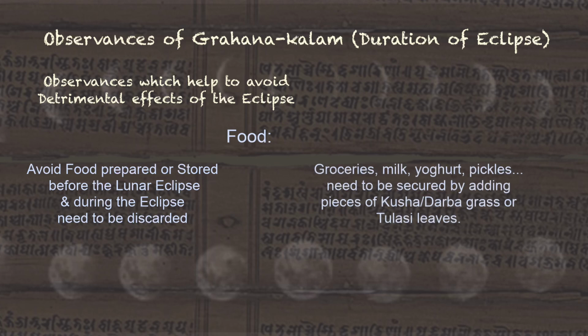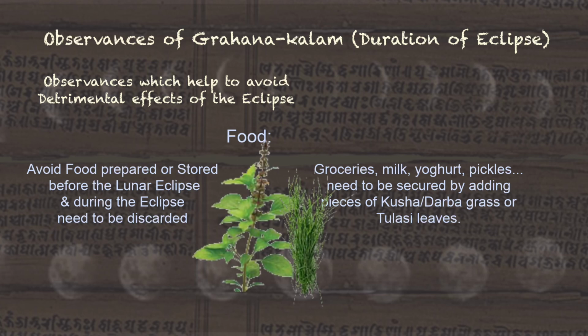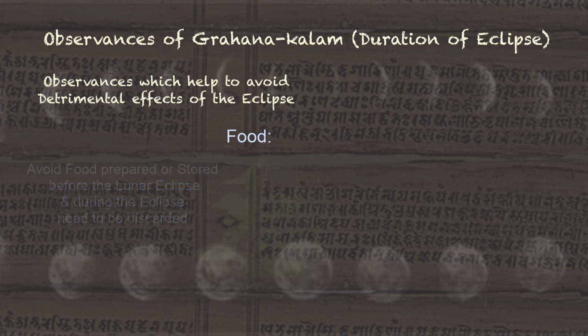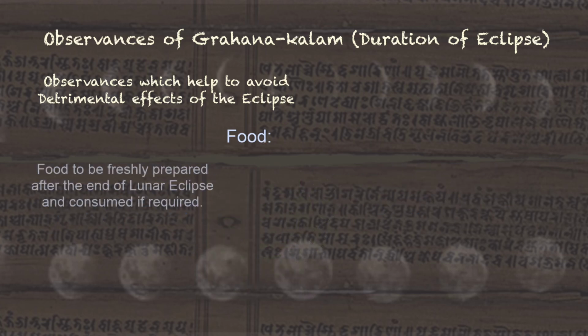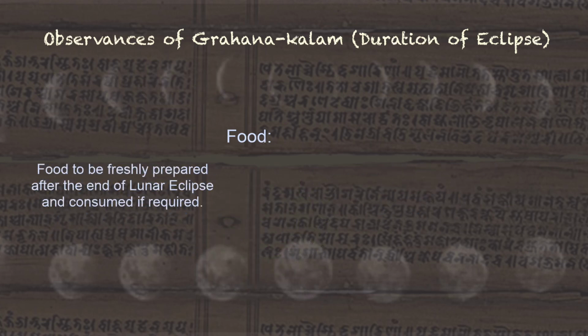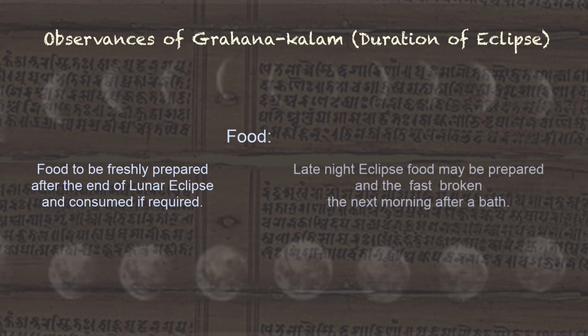Groceries such as wheat, rice, dal, and edibles such as milk, yogurt, pickles, etc., which need to be kept, can be saved by adding kusha or darba grass or tulsi leaves to them before the eclipse starts. Food should be freshly prepared after the end of the eclipse and consumed if required. When the eclipse time is late at night, food may be prepared only the next morning after a bath.